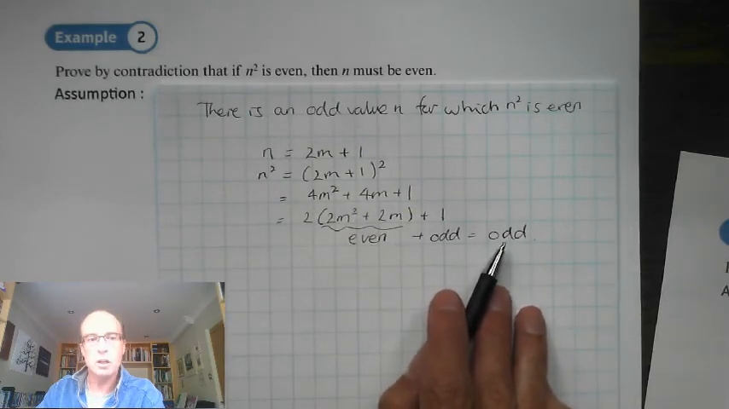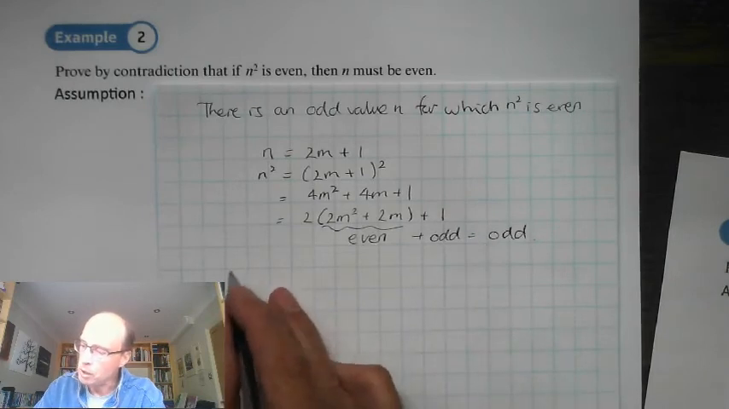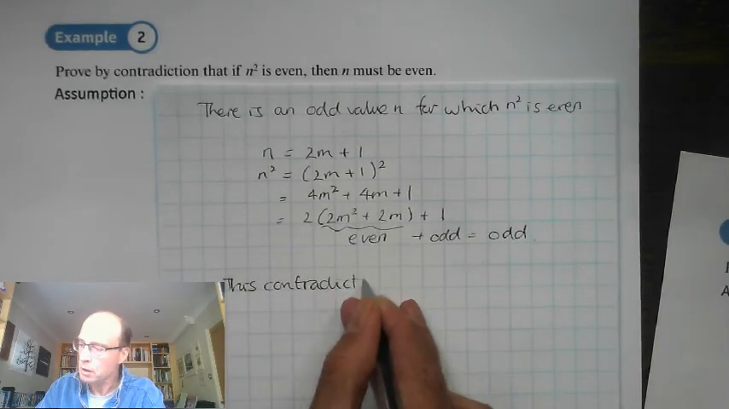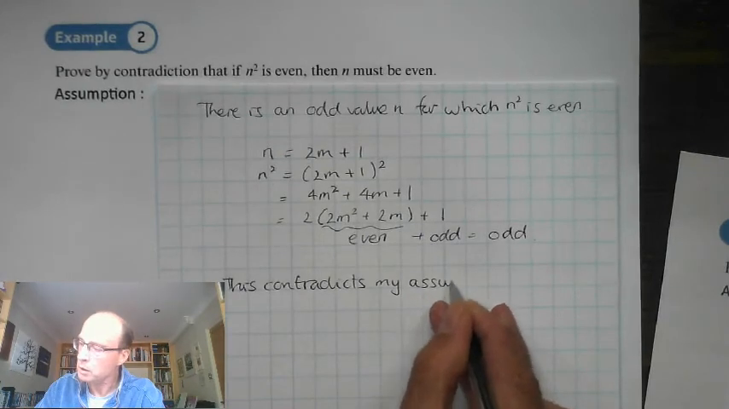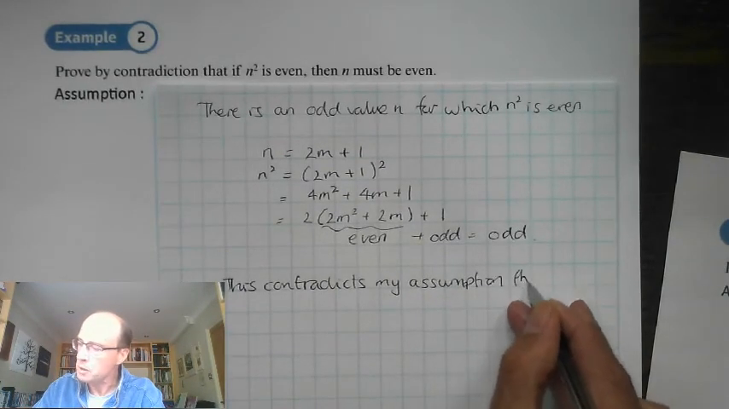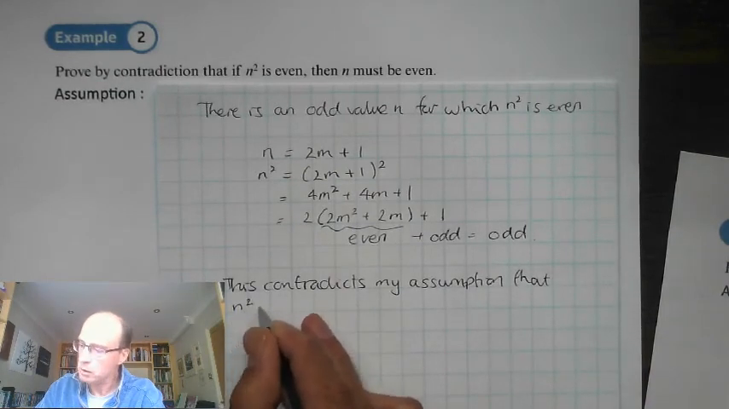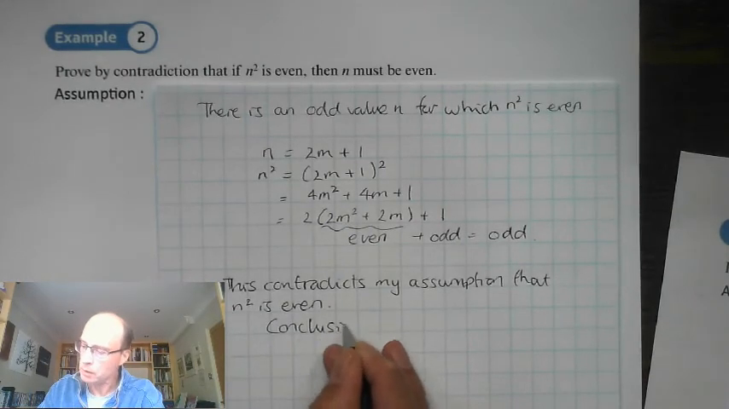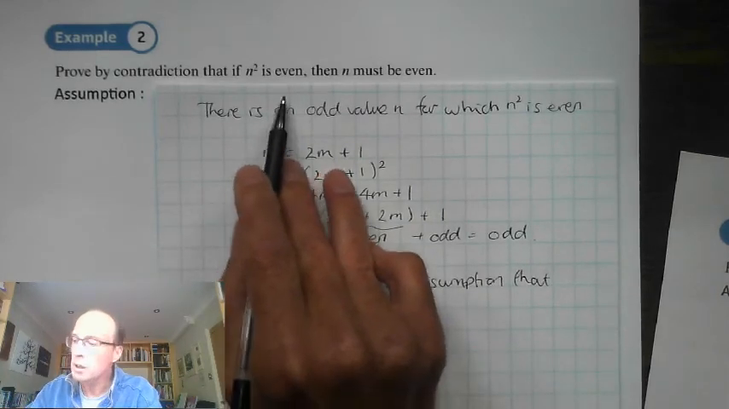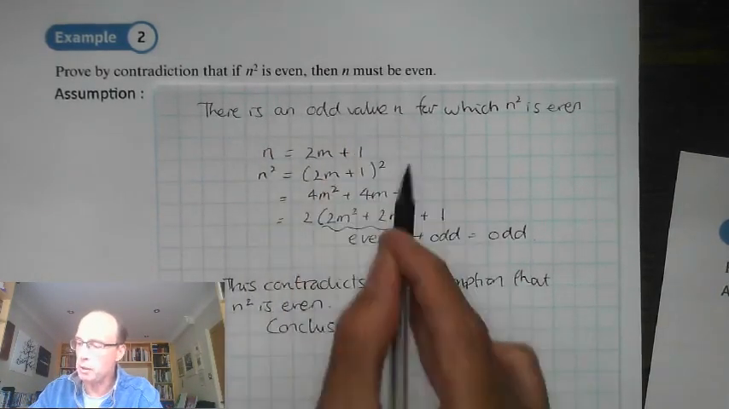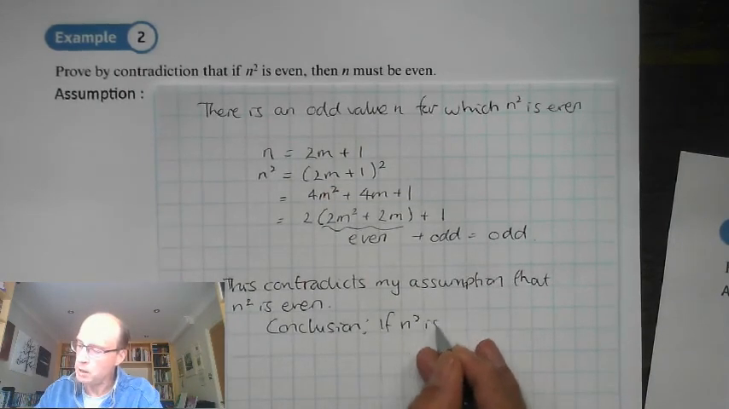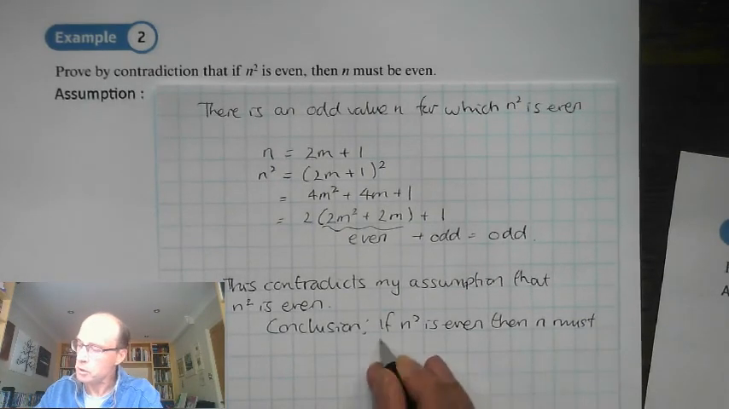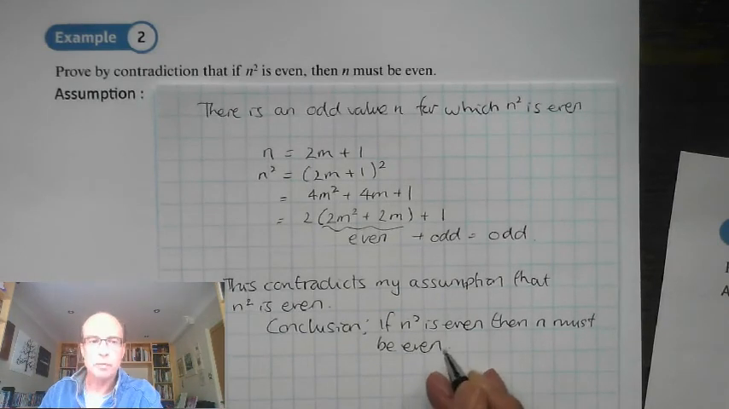So I've got my contradiction. I need to state that quite clearly. So this contradicts my assumption that n squared is even. And then I'm ready for my conclusion. Reread the question. If n squared is even, then n must be even. So conclusion. If n squared is even, then n must be even.